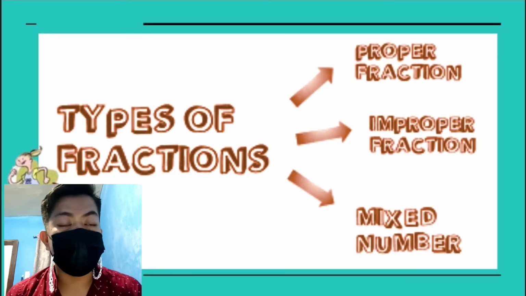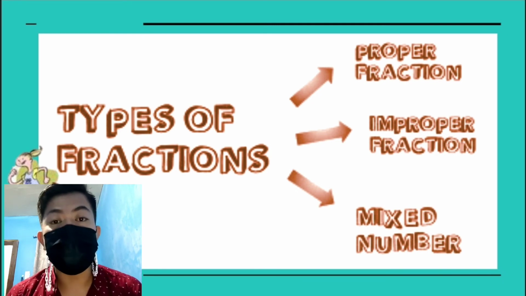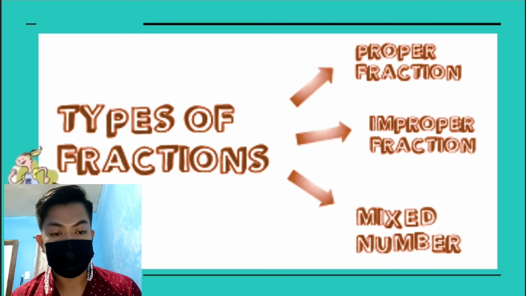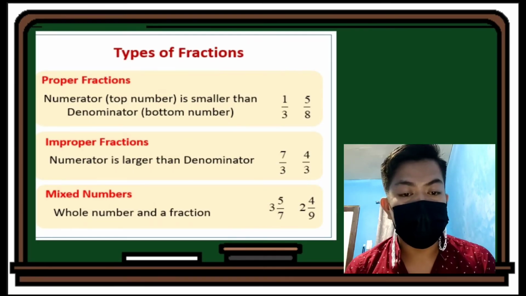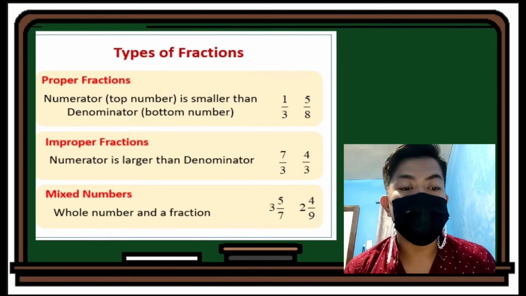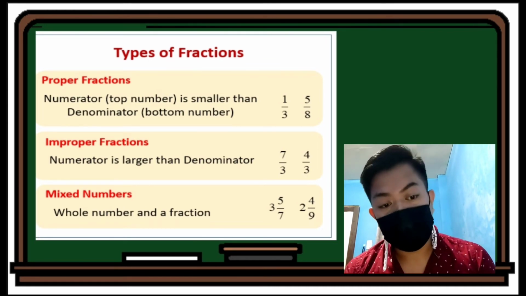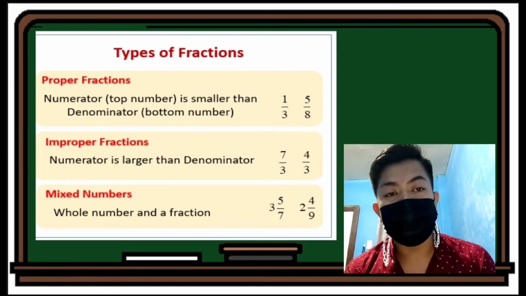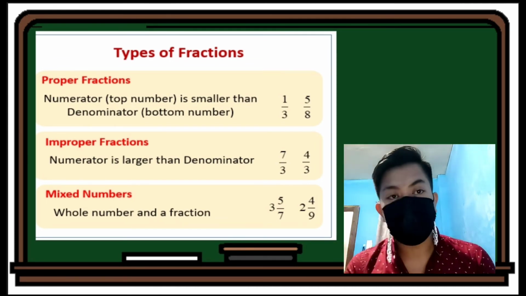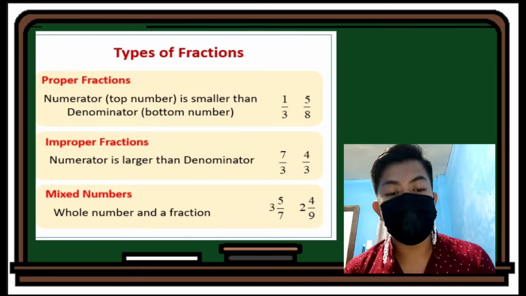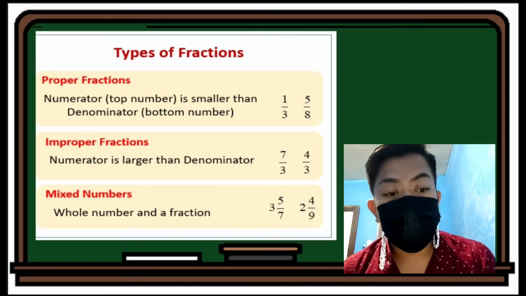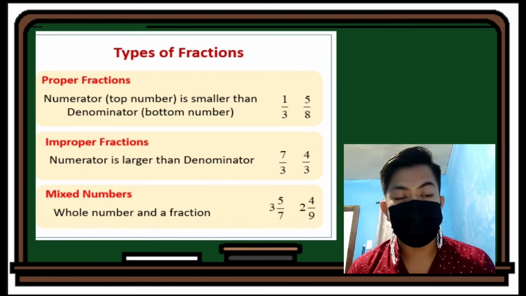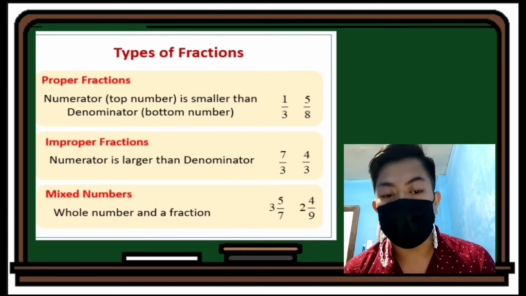So we have three types of fractions: proper fractions, improper fractions, and mixed number fractions. Types of fractions. Proper fractions: the numerator, the top number, is smaller than the denominator. So we have here the examples of 1/3 and 5/8. Improper fraction: the numerator is larger than the denominator. So we have here the examples of 7/3 and 4/3.